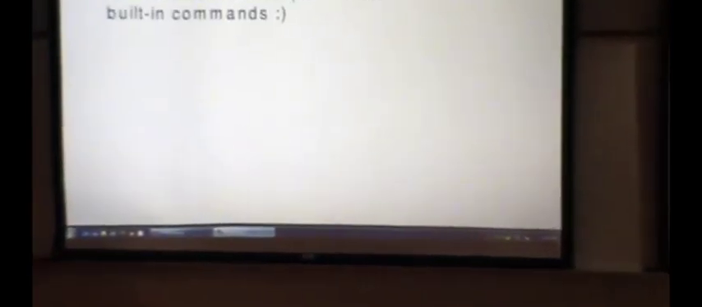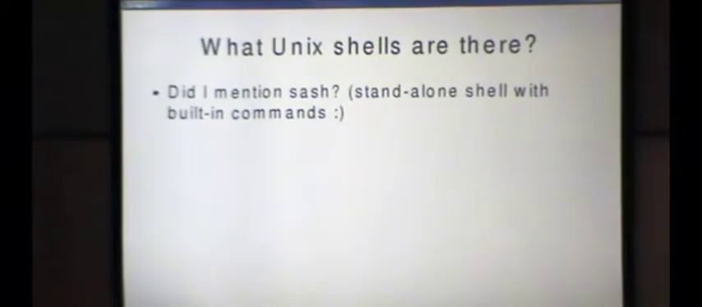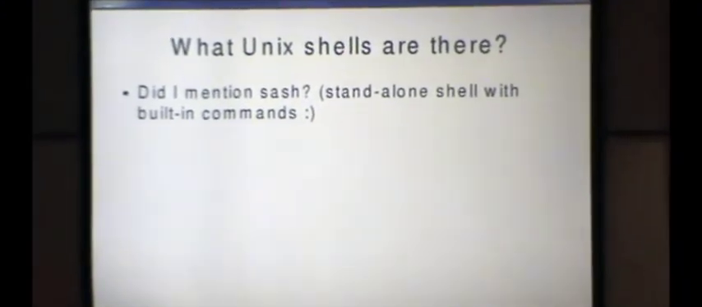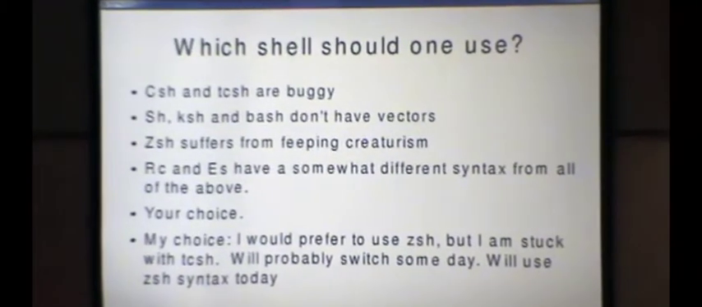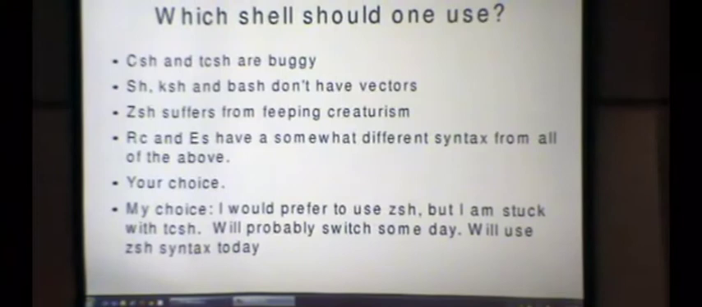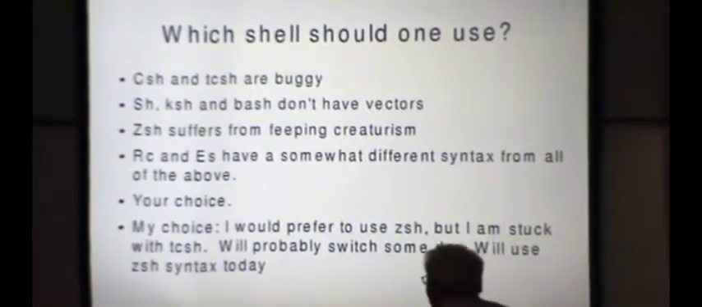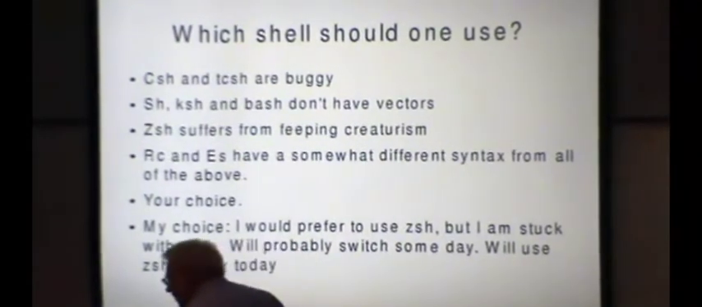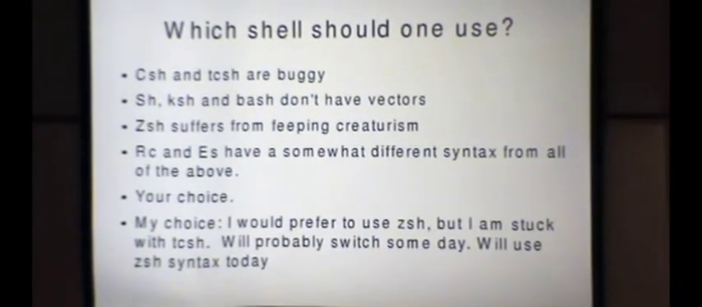Okay. So, unless your system is crashed, you have to choose another shell. So if your system is not trashed, you have to choose a shell. Which shell do you want to use? I told you CSH and TCSH have problems. SH, KSH, and Bash don't have vectors or arrays or anything like that. And that's nice.